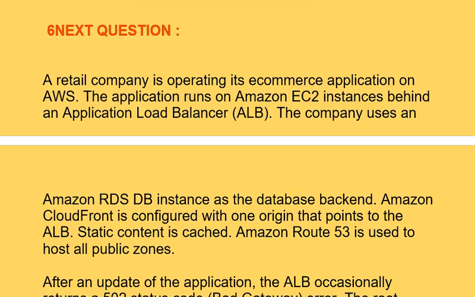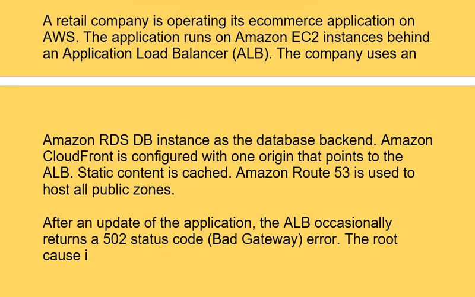Question: a retail company is operating its e-commerce application on AWS. The application runs on Amazon EC2 instances behind an Application Load Balancer, ALB. The company uses an Amazon RDS DB instance as the database backend. Amazon CloudFront is configured with one origin that points to the ALB. Static content is cached. Amazon Route 53 is used to host all public zones.